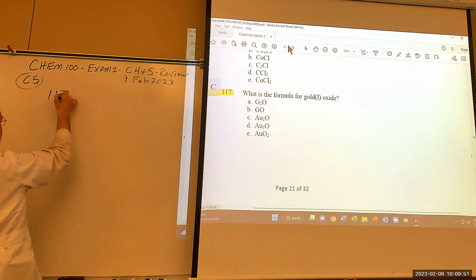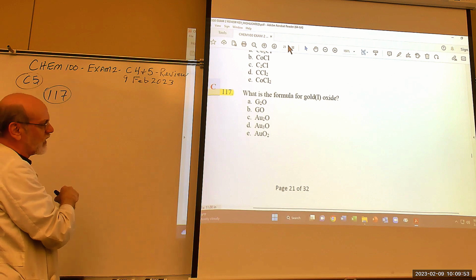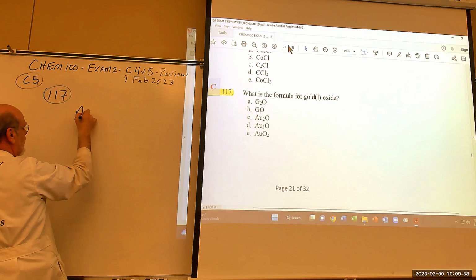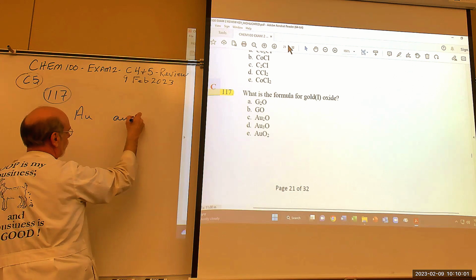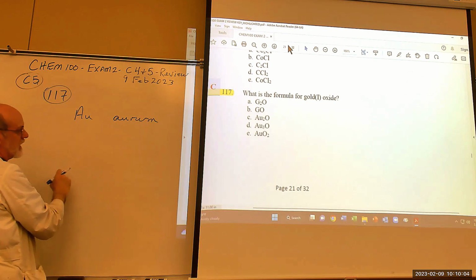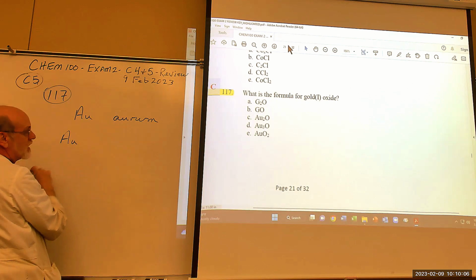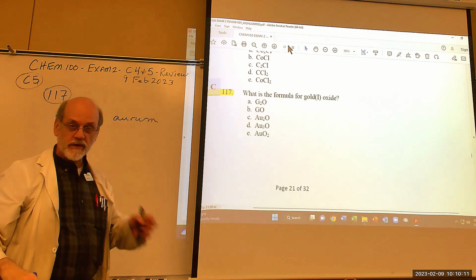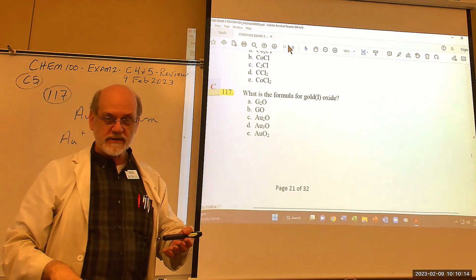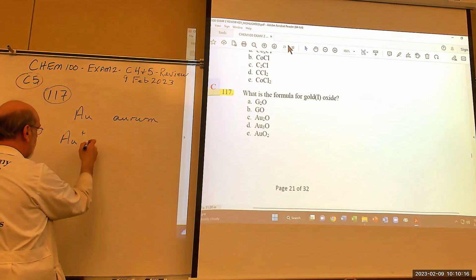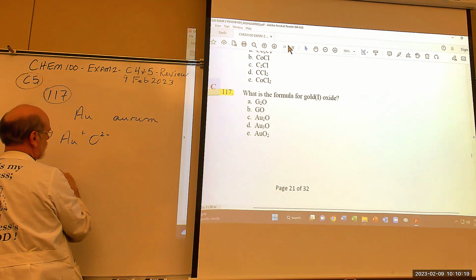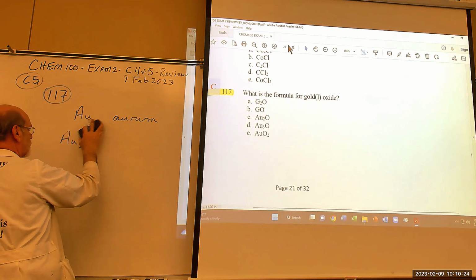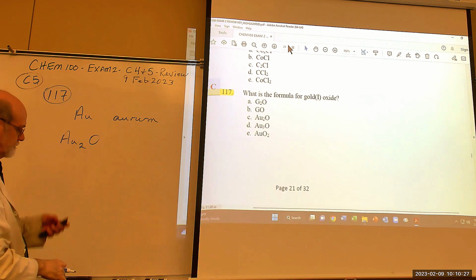117. Okay, gold 1 oxide. So what's the symbol for gold? Au for aurum. And then oxide. So we have Au, and it has a 1+ charge. Right? Gold is one of those transition metals that has variable charge. And then oxide, which has a 2- charge. So we need 2 of these. Right? So we would write it like that. Au2O. Right here.